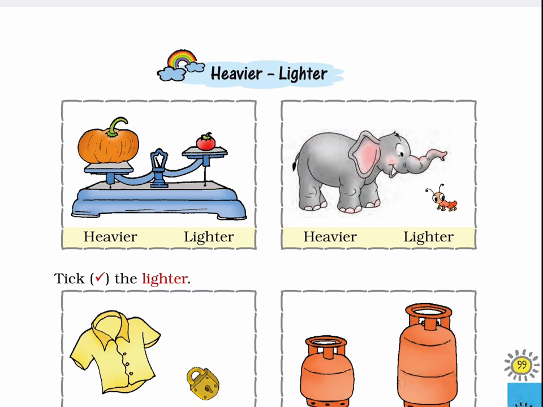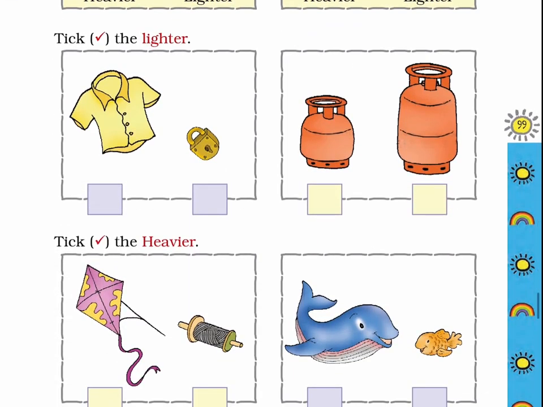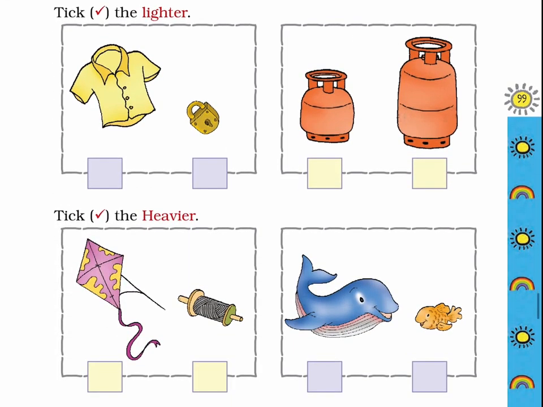Part 1, picture 2 shows an elephant and an ant. The word heavier is written beneath the elephant, and the word lighter is written beneath the ant. Part 2 question 1. Identify and tick the lighter.